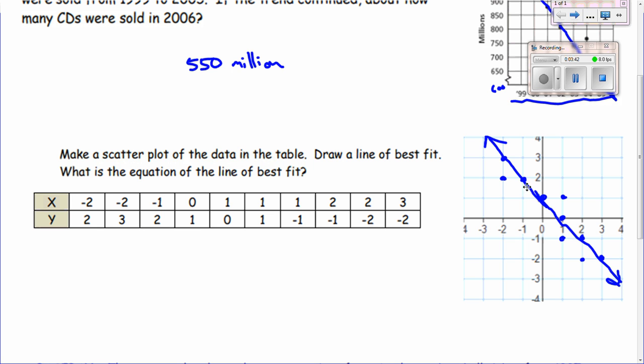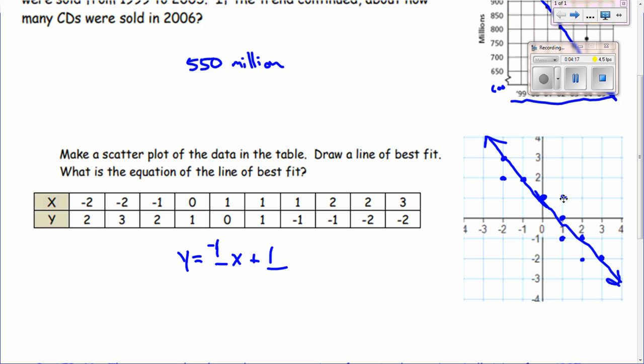Now I can just look at this line of best fit and come up with an equation for it. So it's y equals something x plus something. Now, look at where it crosses the y-axis. It crosses at the point 1. That's what your plus something is. Then look at the slope. It goes down 1, right 1. So if it's down 1, that's -1 over 1. So your slope is -1, giving y = -1x + 1. That's really all there is to it.